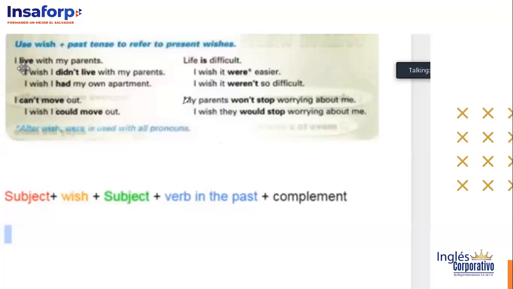All right. And you also had the next situation over here. My parents won't stop worrying about me. What does this contraction mean in your own words? Will not. Exactly. That's the negative of will. So instead of saying will not, you are going to say won't, which is that contraction.